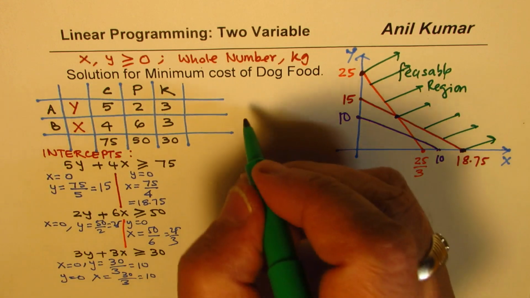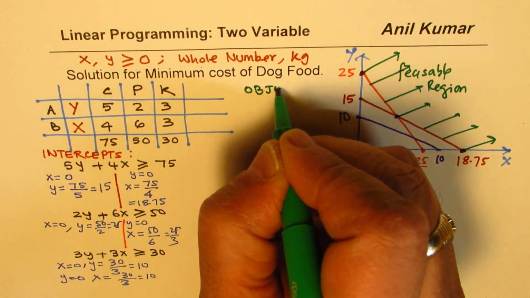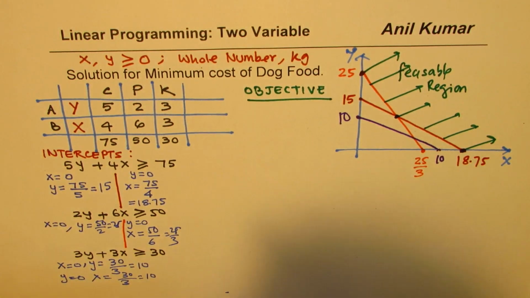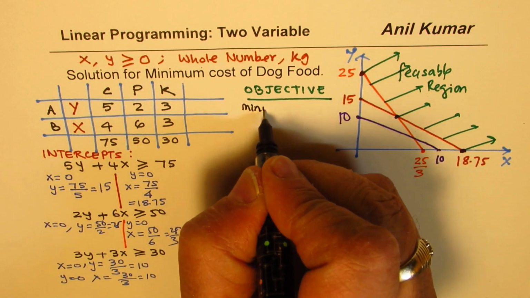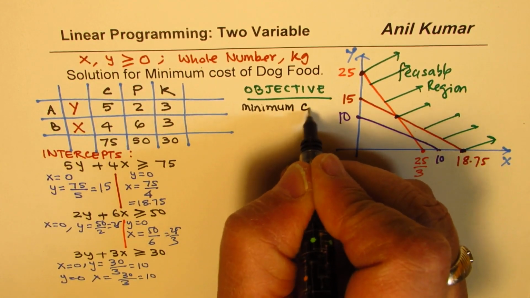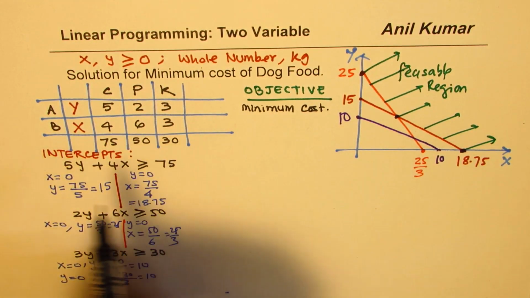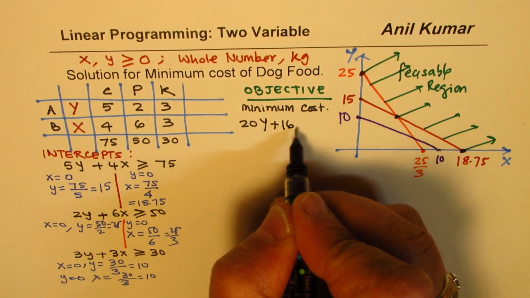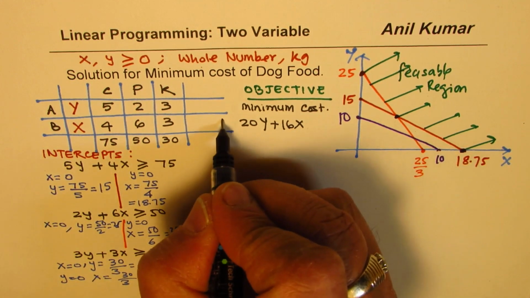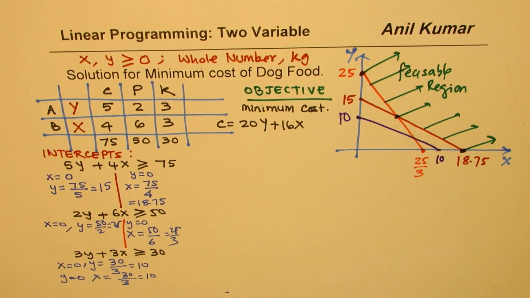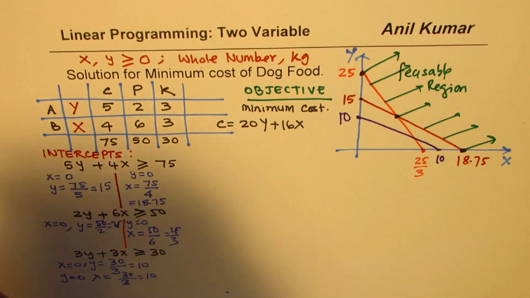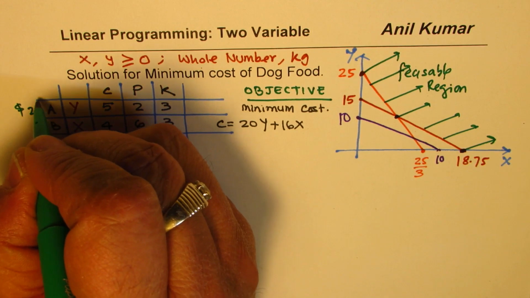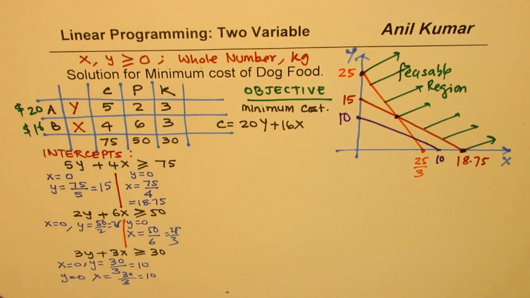Now what is the objective? The objective is minimum cost. So we look into the objective now. That is to say, 20 times y plus 16 times x is the cost. That should be minimum. Perfect. We have seen that the dollar value for A is $20, right? This is dollars per kg. And this is $16 per kg.